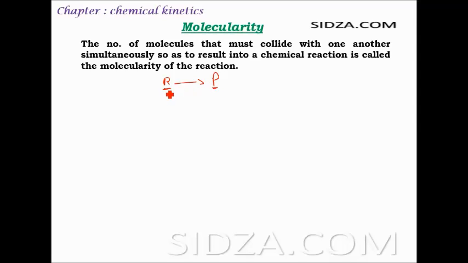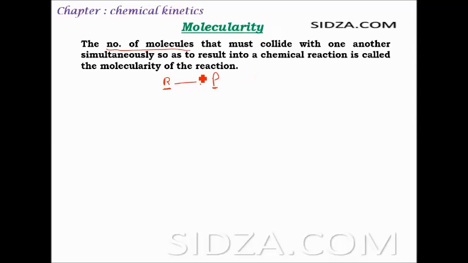How many molecules collide simultaneously so that the product is formed? That's called the molecularity of a reaction. So molecularity can be defined as the number of molecules that must collide with one another simultaneously so as to result in a chemical reaction. That's called the molecularity of a reaction.